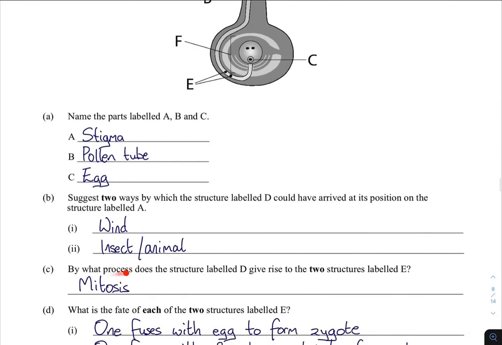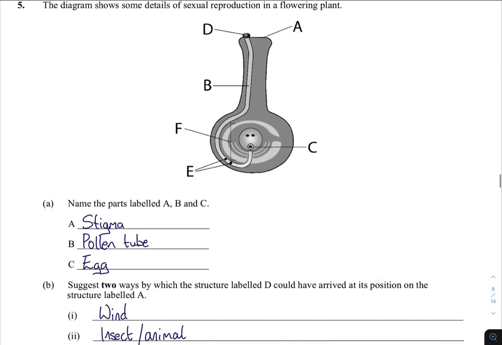By what process does the structure labeled D give rise to structure labeled E? Well, if it's always going from 1 to 2, it has to be mitosis. If it goes from 1 to 4, it's meiosis. So in this case here, mitosis.